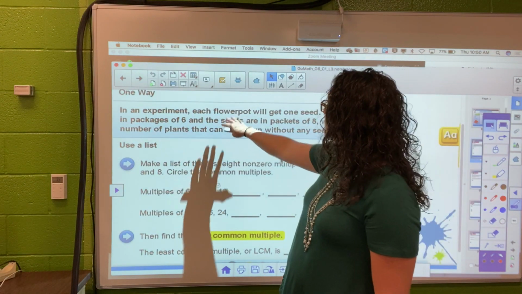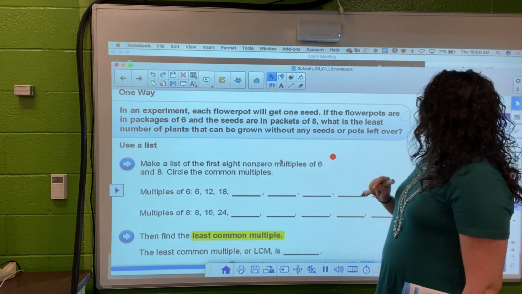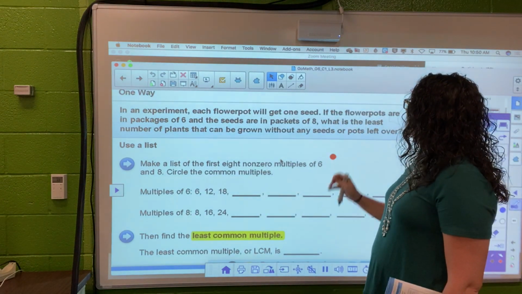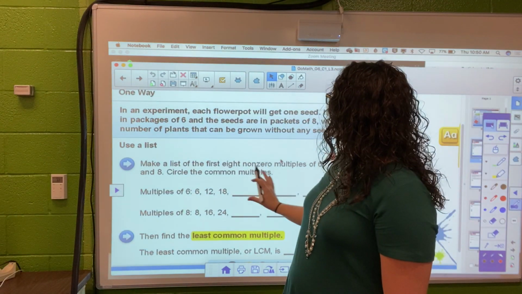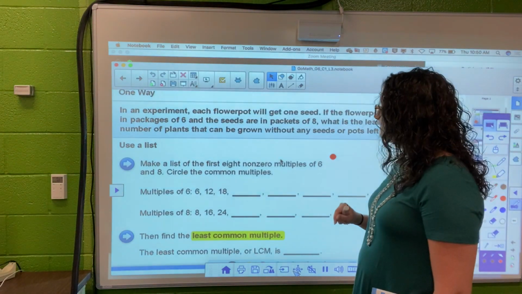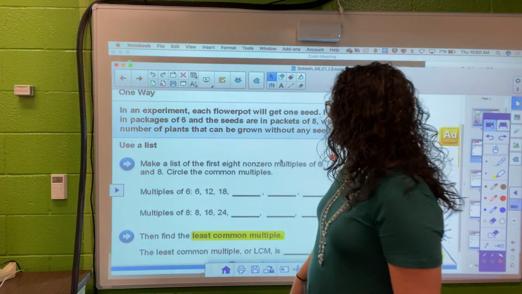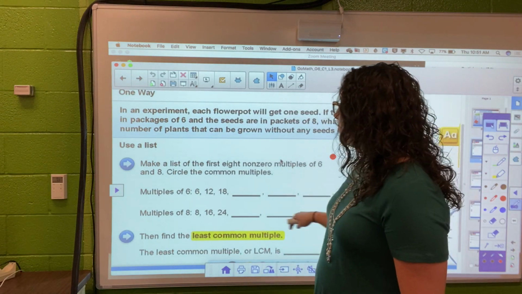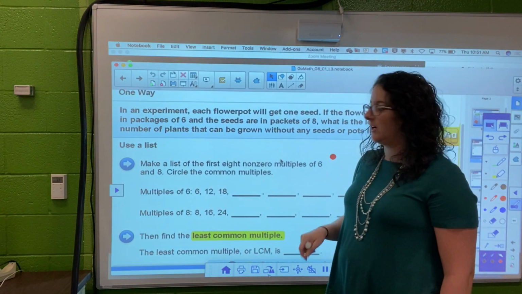So we're going to look at an example here that is very similar to that. We're looking at an experiment. Each flower pot will get 1 seed. If the flower pots are in packages of 6 and the seeds are in packages of 8, what is the least number of plants that can be grown without any seeds or pots left over? So what it wants us to do first, this is the first way that you could solve this problem. Make a list of the first 8 non-zero multiples of 6 and 8. And we're going to circle the ones that they have in common.